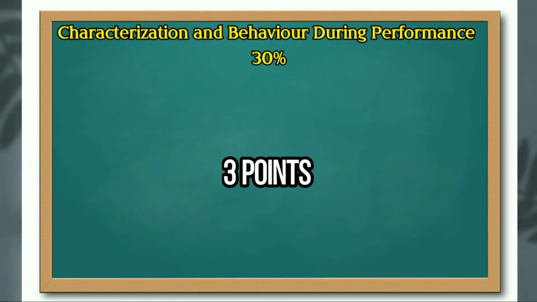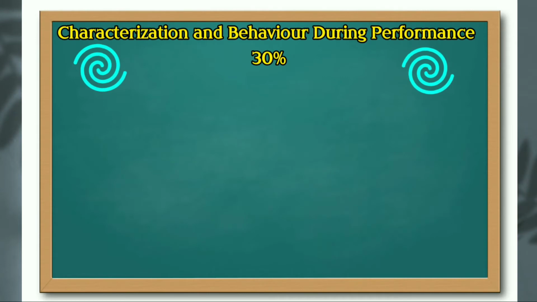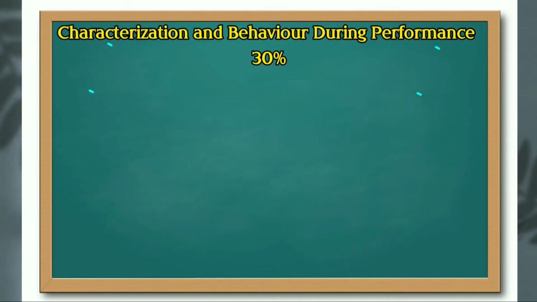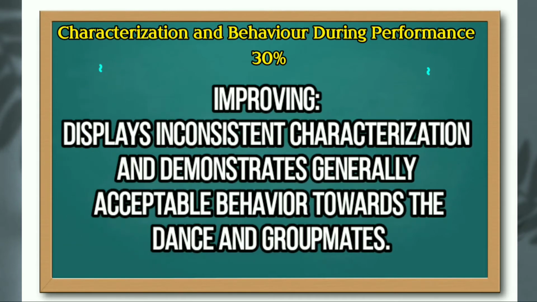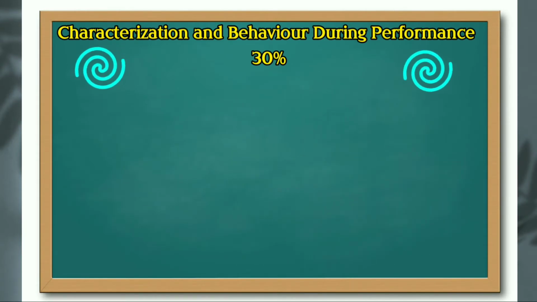And they will only get 3 points if it is realistic. When we say realistic, the group will demonstrate generally acceptable characterization and proper behavior towards the dance and group mates. And they will get 2 points if it is improving. When we say improving, it displays inconsistent characterization and demonstrates generally acceptable behavior towards the dance and group mates. And they will get 1 point if it is mechanical.